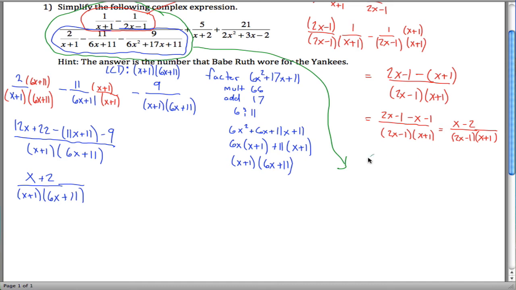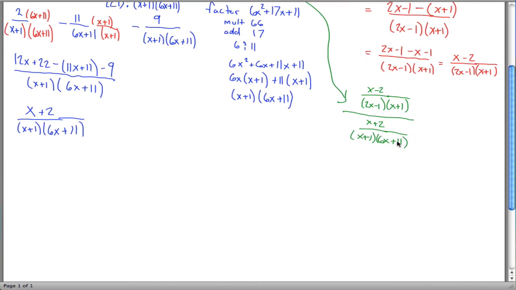This is the red. X minus 2 divided by 2x minus 1 times x plus 1. And what I want to do is divide that by the blue, which is this guy, x plus 2 divided by x plus 1 times 6x plus 11. And I can do that. I can divide rational expressions. It's a lot like multiplying rational expressions, except you multiply by the reciprocal of the denominator.